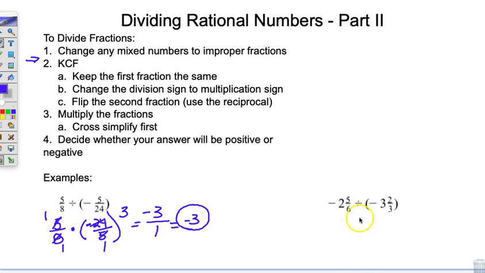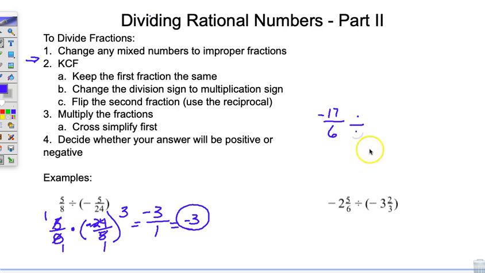In this example, it's going to require a little bit more work because we do have mixed numbers to start with. So we're first going to change them into improper fractions. So I'm going to do all my work up here. We're going to take 6 times 2 is 12, plus 5 more is 17, and because it was negative to start with, it's still negative. So that turns into negative 17/6.